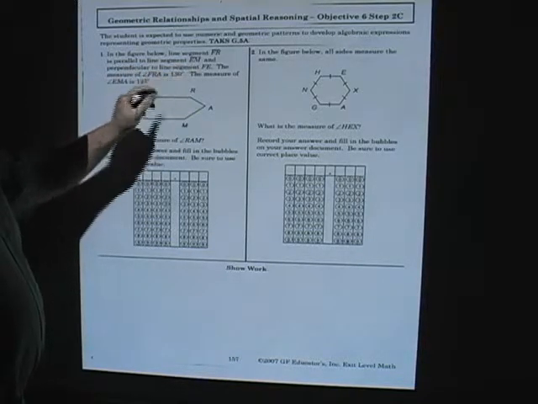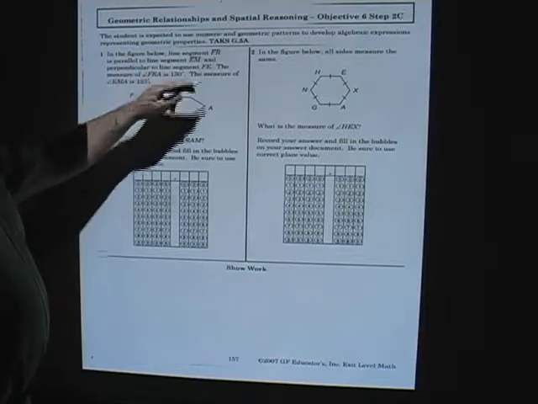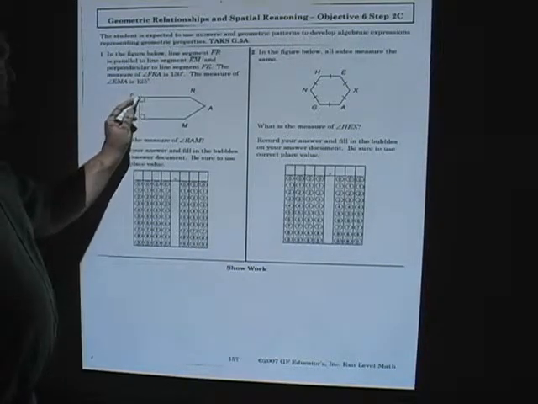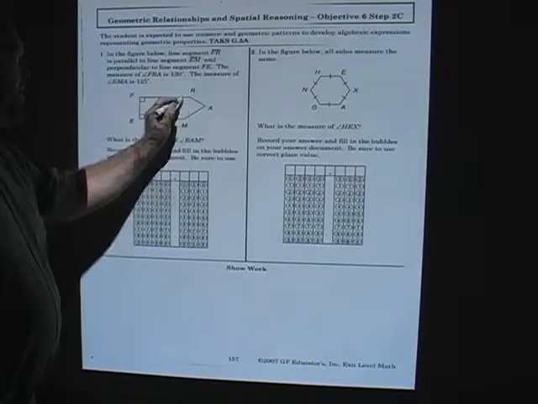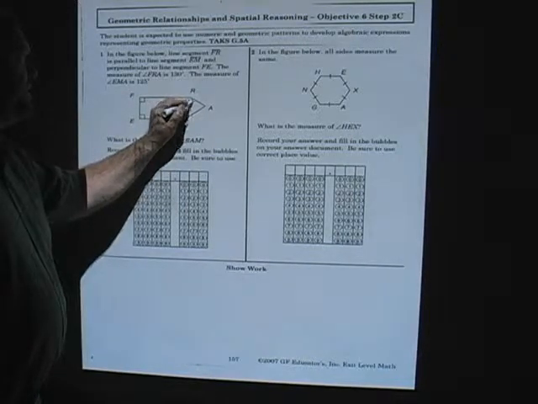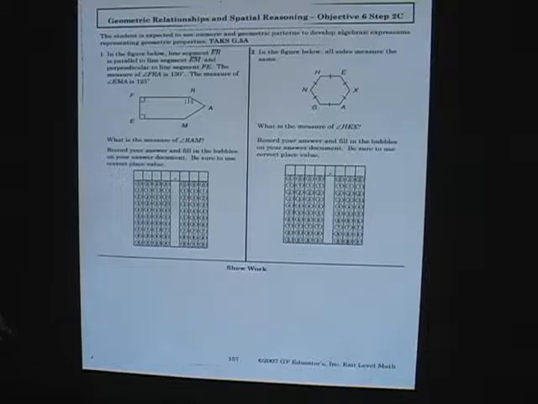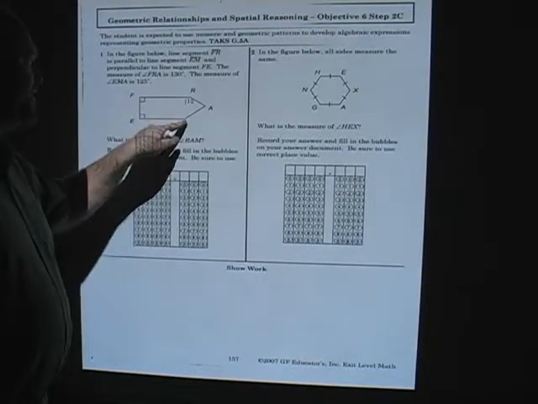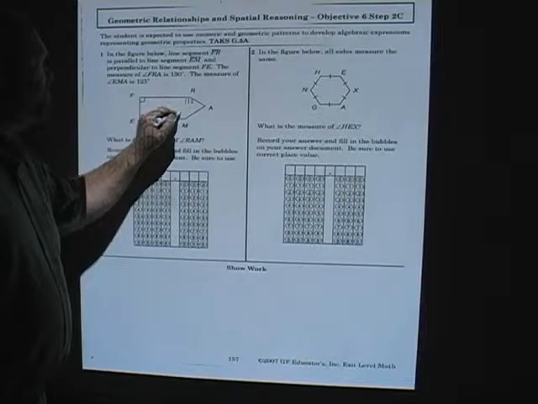FR is parallel to EM and perpendicular to FE. The measure of FRA is 130. So I fill that in. And EMA is 125.